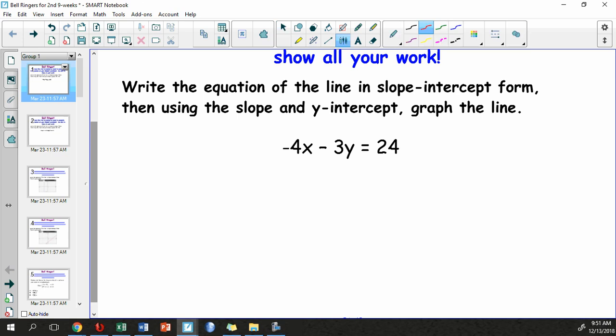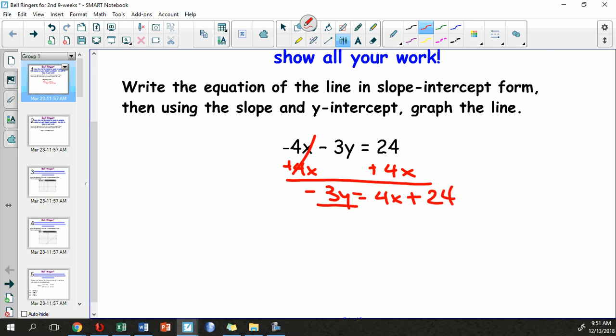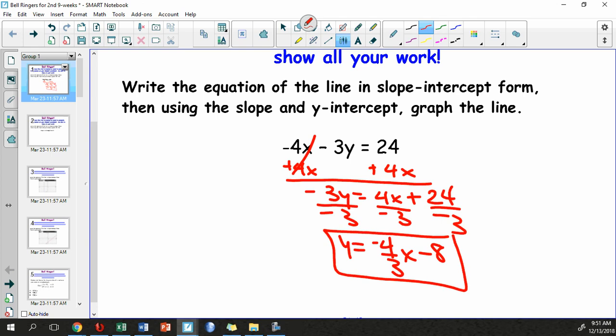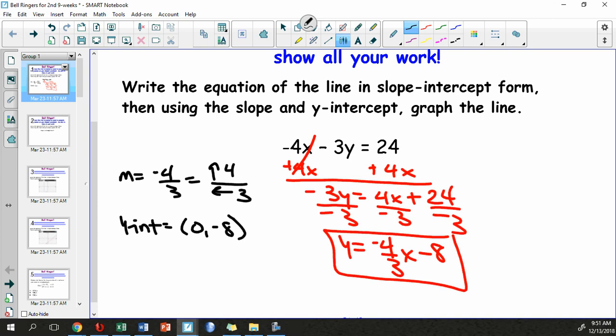So that means what you're going to do is solve for y. I'm going to add 4x to both sides. So I have negative 3y is equal to 4x plus 24. Divide each and every term by negative 3. y is equal to negative 4/3 x minus 8. This is your equation. What this means is my slope is going to be negative 4/3. I'm going to go up 4 to the left 3. And my y-intercept is going to be the ordered pair (0, -8).